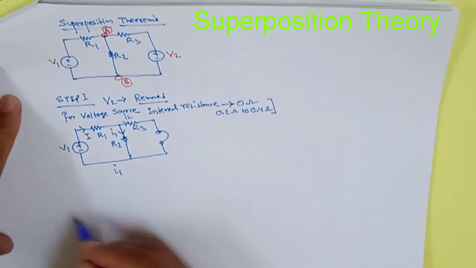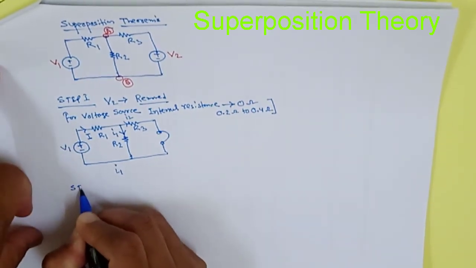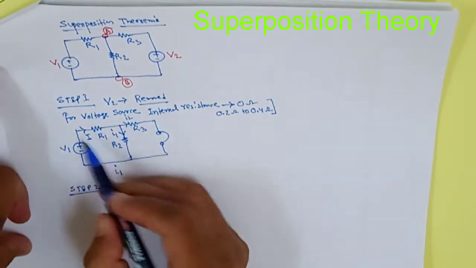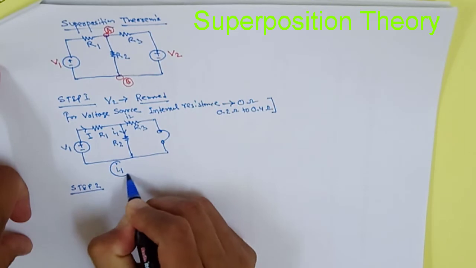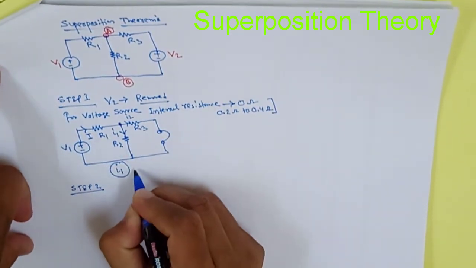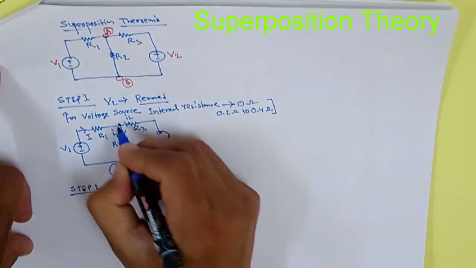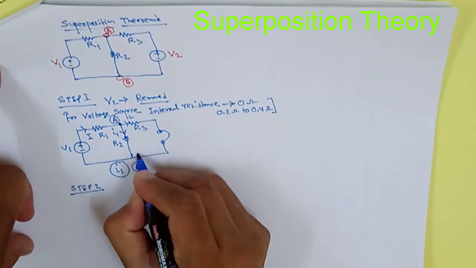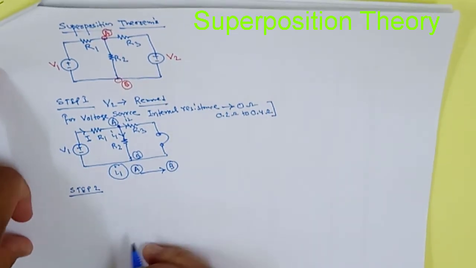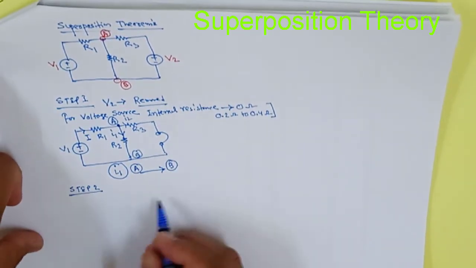Next you have to go to step 2. So for step 1 you will get the I1 current, and the direction is very important. If you consider this as point A and this as point B, the direction is A to B. It's very important. Now come to step 2.